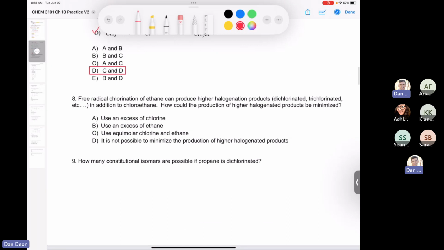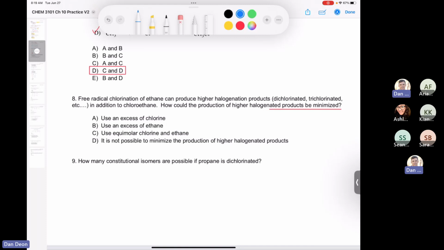Let's try number 8. This free radical chlorination of ethane can produce higher halogenation products, so dichlorinated, trichlorinated, tetrachlorinated, pentachlorinated, etc. In addition to chloroethane, how could the production of higher halogenated products be minimized? So this is something that is in the slides. We talked about it. If you were making methyl chloride, right?